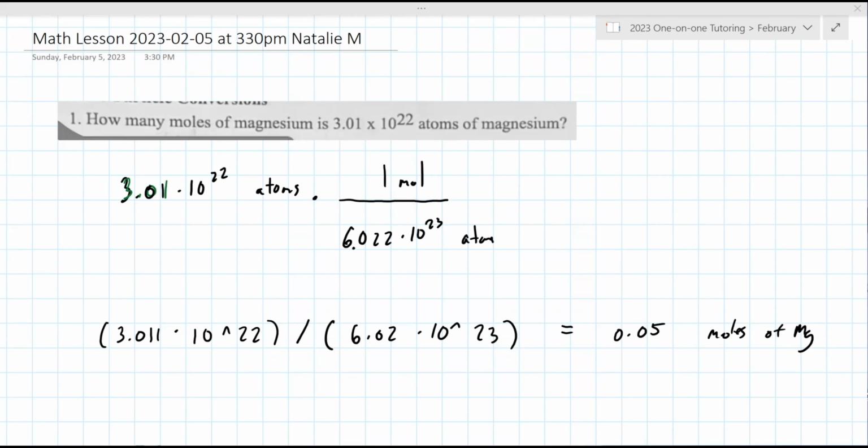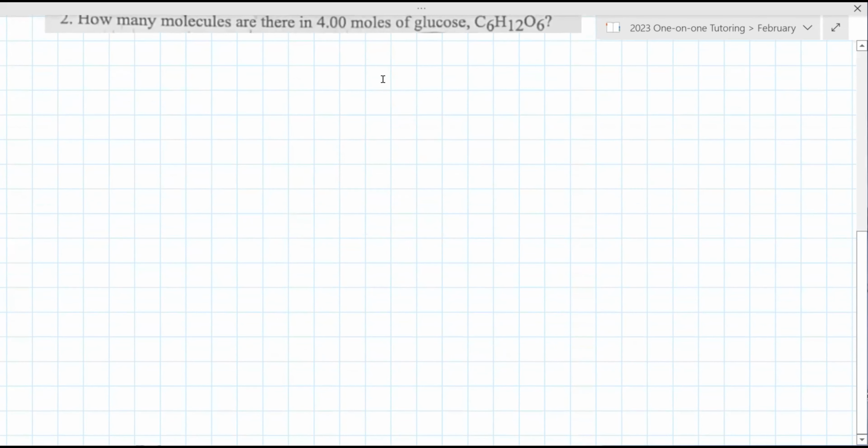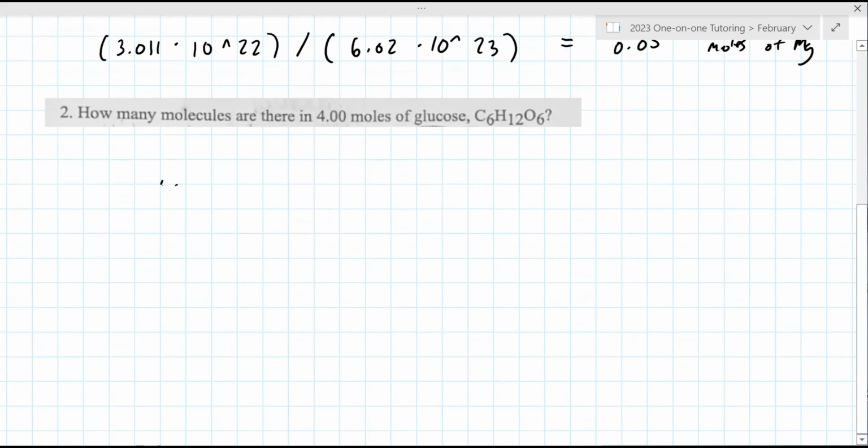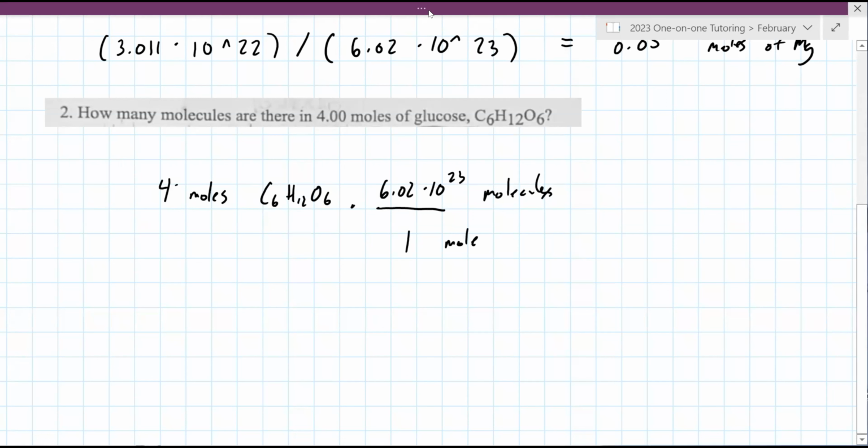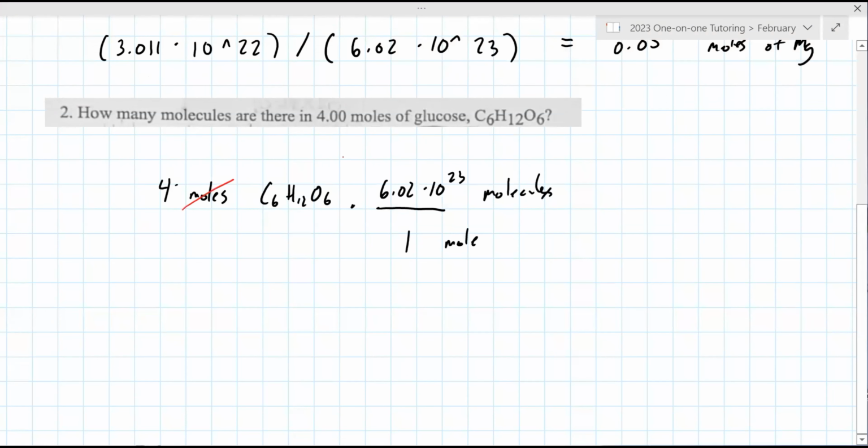All right. Number 2, sometimes they just look complicated. Get this one snipped in. How many molecules are there in 4 moles of glucose? So you start by writing the given quantity, 4 moles, and it's up to you if you want to write the C6H12O6, but you always put the new unit down here. So in 1 mole, there are 6.02 times 10 to the 23rd molecules. That's Avogadro's number. The moles cancel, you're left with that.